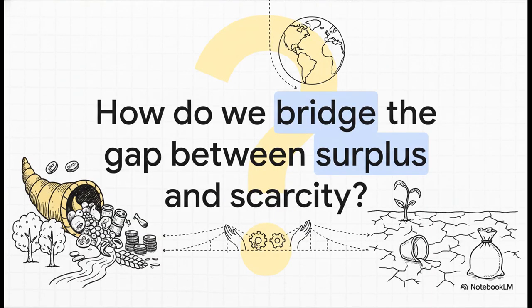So all of this, it leaves us with a pretty tough reality to face. We're all living on one planet with a limited amount of stuff. Yet we've created this world with a massive, growing gap between the haves and the have-nots. So the big question we all have to think about is, in a world like this, how do we even start to bridge that gap between surplus and scarcity?